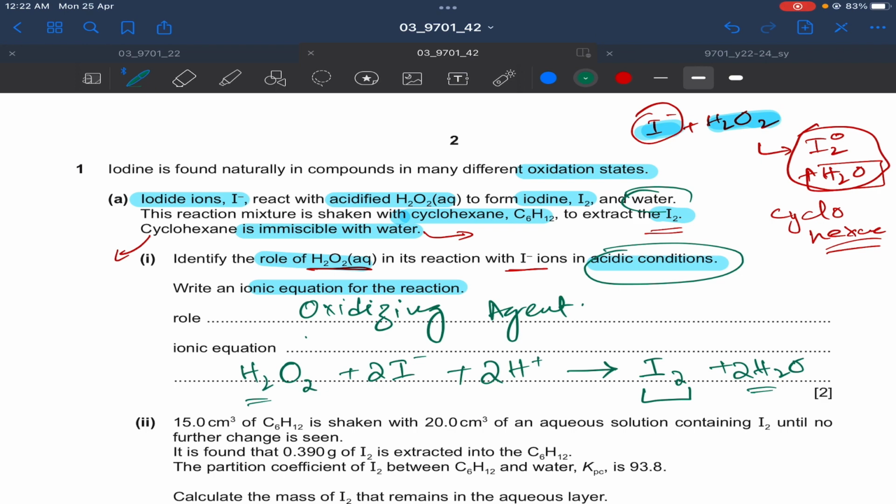Right, so now everything is balanced except for charge. So let's just calculate the charge as well. So +2 -2, that would be 0. And on the product side, charge is also 0. So that means no need of adding the electrons, right? So this is the ionic equation. This is the ionic equation for the reaction happening between hydrogen peroxide and the iodide ions.